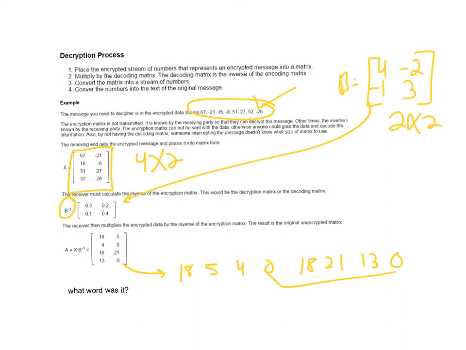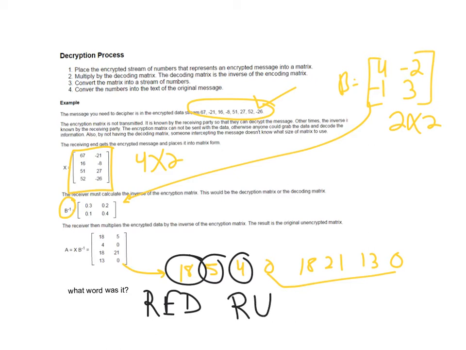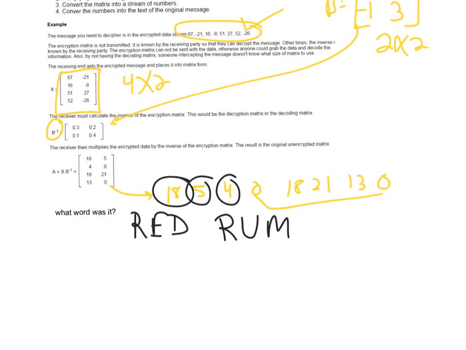And then you'd say, oh, well, 18 represents R in the alphabet. 5 is E. 4 is D. There's a space. Then I have R again, U, and M. So we just decoded the initial message.